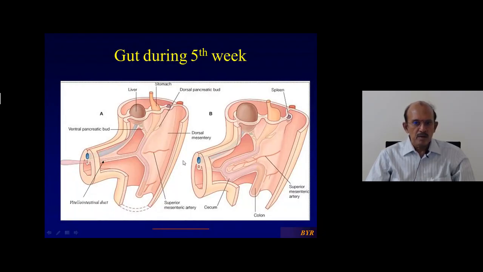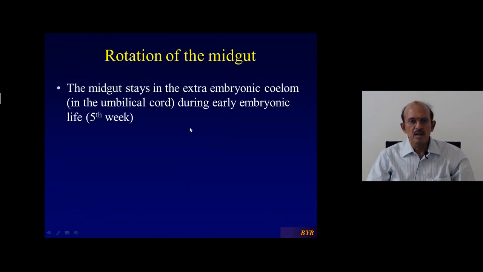Now, after development of this foregut, there is no space inside the abdominal cavity. So the cavity has not developed by the 5th week of intrauterine life. That is why there will be herniation of this midgut into the umbilical cord. You can see this is the midgut. It has herniated here. And this is the vitellointestinal duct from the apex. This is the umbilical vein. There are the umbilical arteries. So this whole thing is the umbilicus. The midgut stays in the extra-embryonic coelom, that means in the umbilical cord, during early embryonic life.